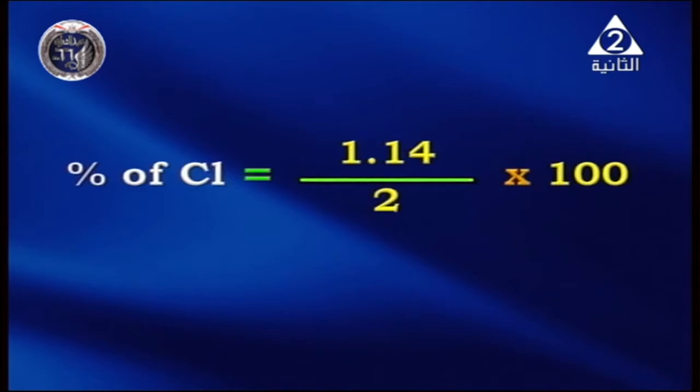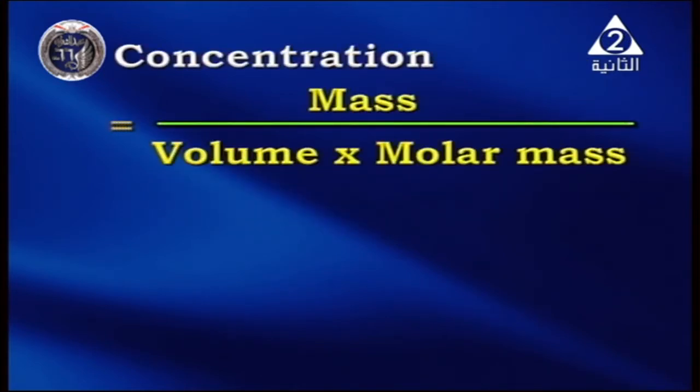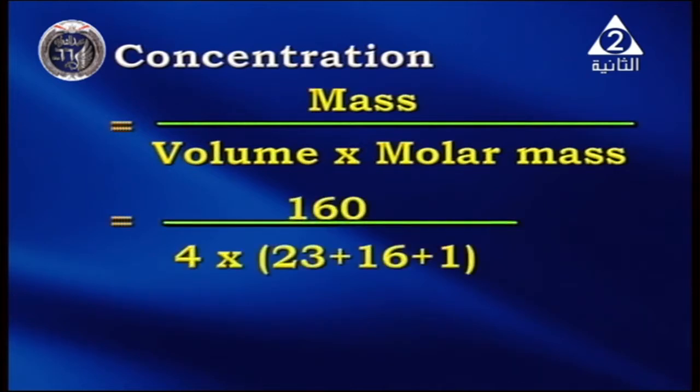So percentage of chlorine equal 1.14 over 2 times 100 equal 57%. Find the molarity of a solution where 4 liters of it contain 160 gram of caustic soda, where the atomic mass of sodium equal 23, oxygen equal 16, hydrogen equal 1. Solution. Concentration equal mass over volume times the molar mass. So equal 160 over 4 times 23 plus 16 plus 1, so equal 1 molar.